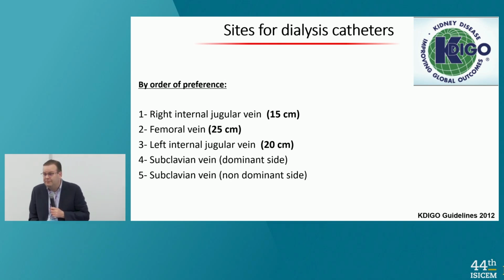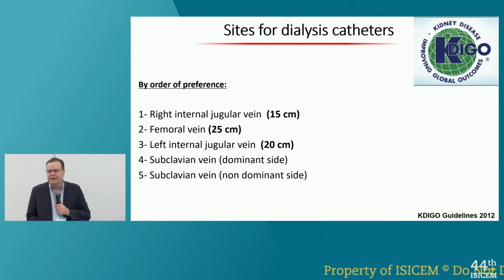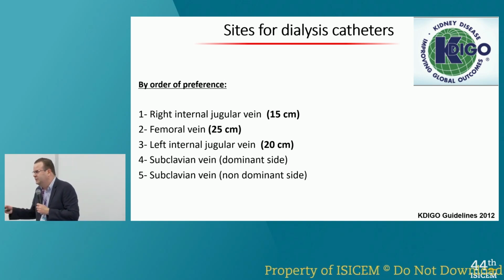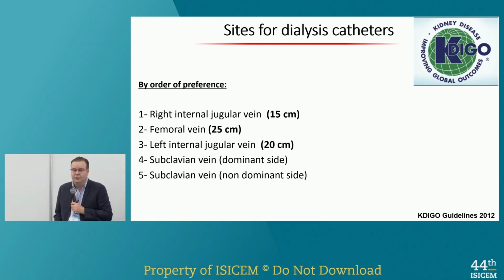And then if it's not possible also in the femoral site, then you go for the left jugular vein. And then here you put a 20 centimeter catheter. Right? That's the international recommendation. So it should be followed like this.